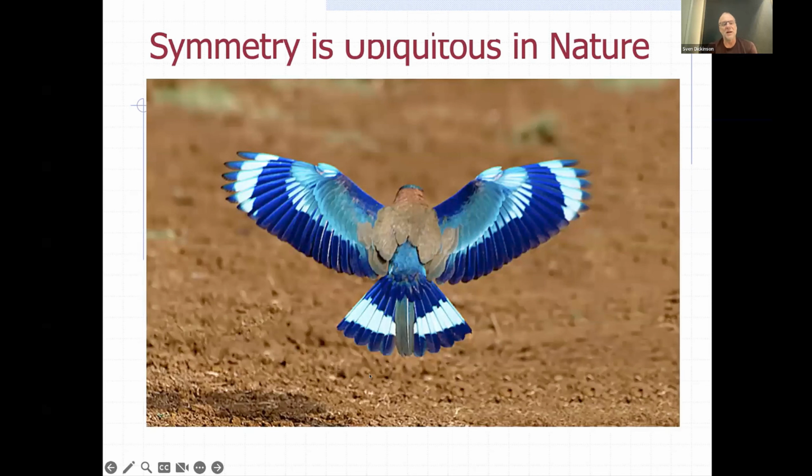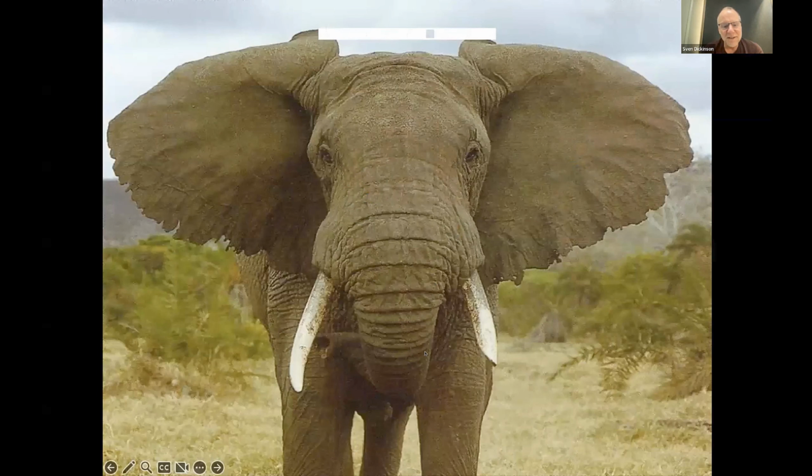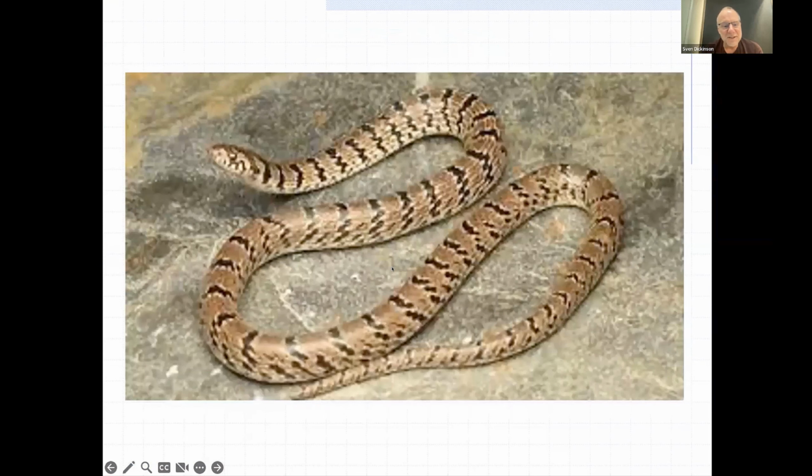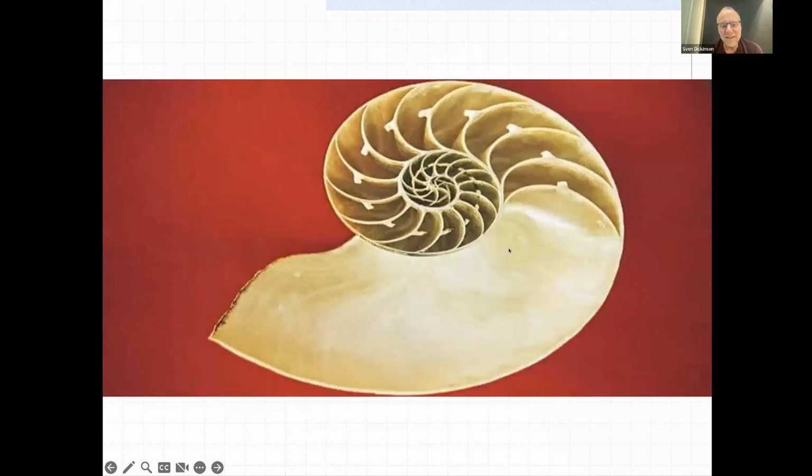So let me begin by reminding you how ubiquitous symmetry is in our world. Here's an example of a bird where you see a nice axis of reflective symmetry along the body of the bird. Similarly, on the face of the elephant, you can see this reflective symmetry. You can see the reflective symmetry in the legs of the giraffe and the body parts of the giraffe. You can see this curve translation symmetry in the body of the snake. Here is a shell where you see both rotation and dilation at hand.